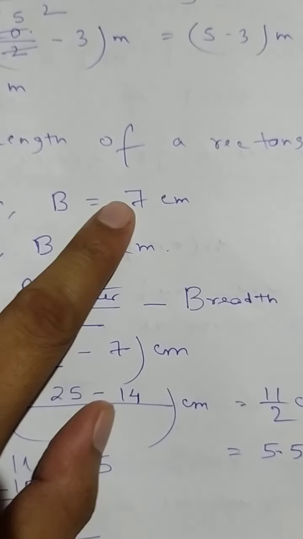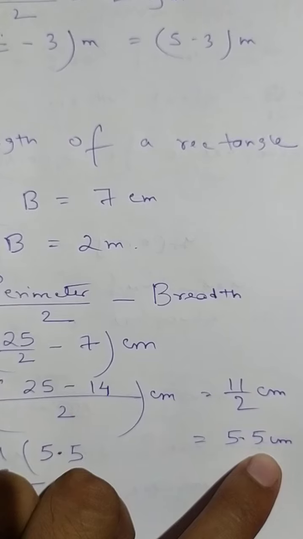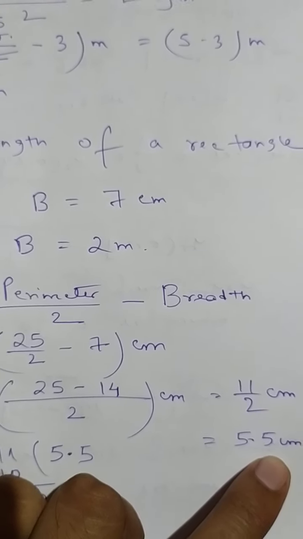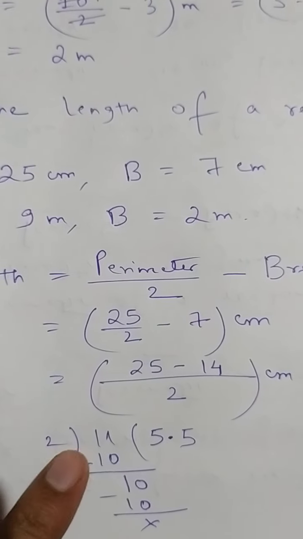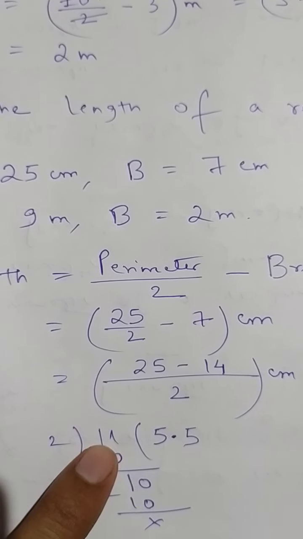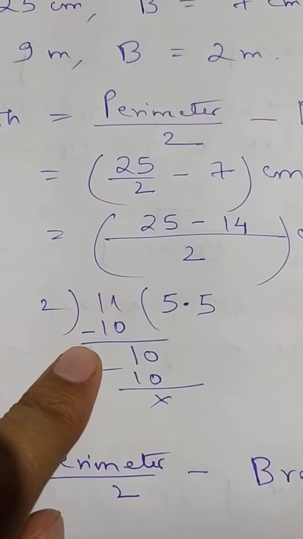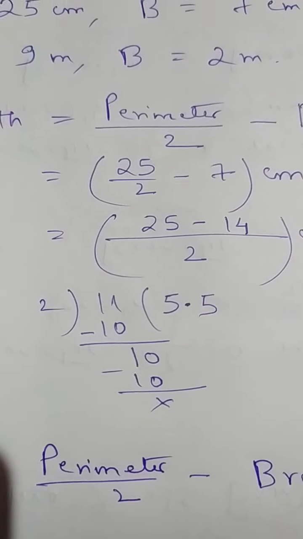Okay, here breadth is bigger than the length, so no issue, no problem is there. Now how is it coming 5.5? First, here I have shown how to do the division. First 5 2s are 10. Okay, so your remainder will come 1.